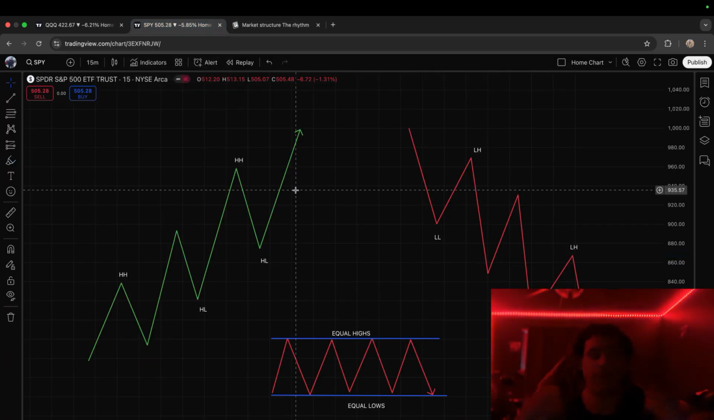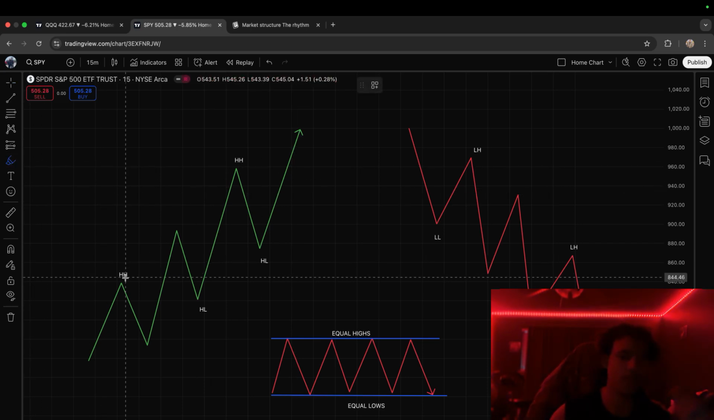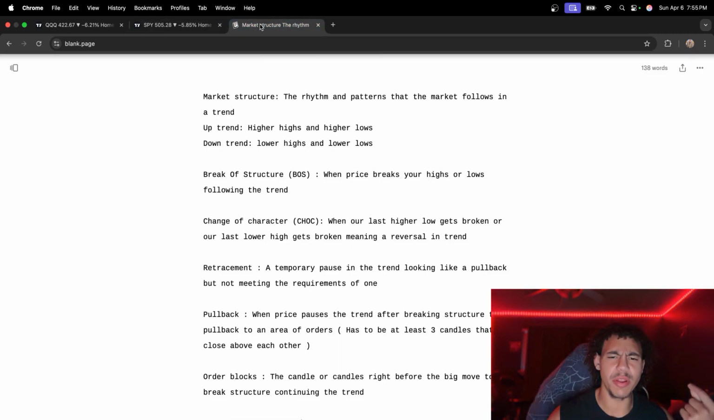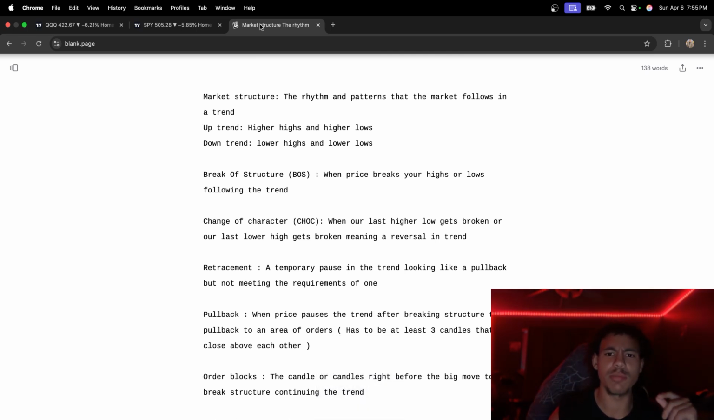So now that we're at our drawings, let's mark out our break of structures so we know what a break of structure is, okay? Let me pull out my highlighter. So what is a break of structure? Let's come back real quick and read it. Our break of structure, let me dim this a little bit, sorry about that, is when price breaks your highs or lows following the trend, not reversing the trend. So a break of structure is when you are breaking your highs following the trend, okay?